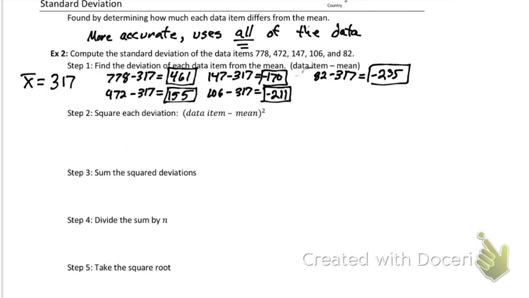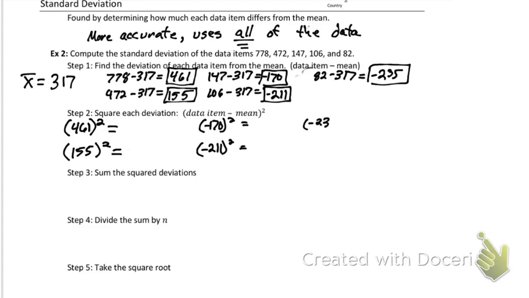So what we are going to do is square all of those numbers we just got up there. We're going to square 461. We're going to square 155. We are going to square negative 170. We are going to square negative 211. We are going to square negative 235. And then after you do all that, you're going to add them all up and put that sum right here. So you're going to square each of these, and then add them all up.